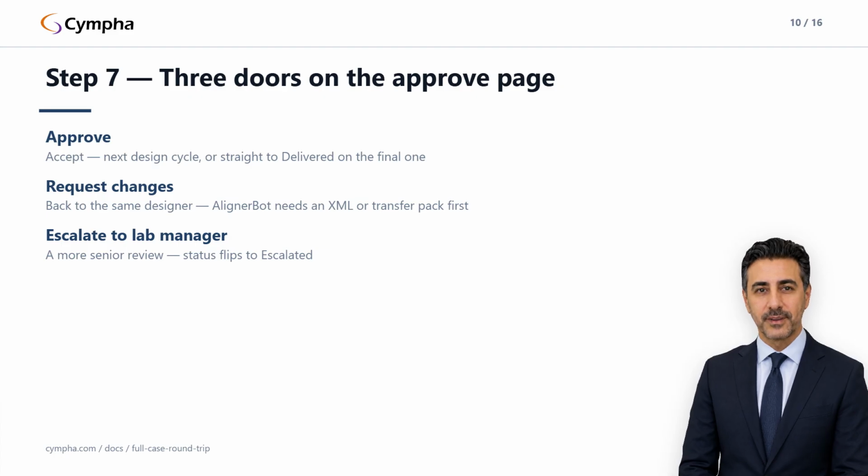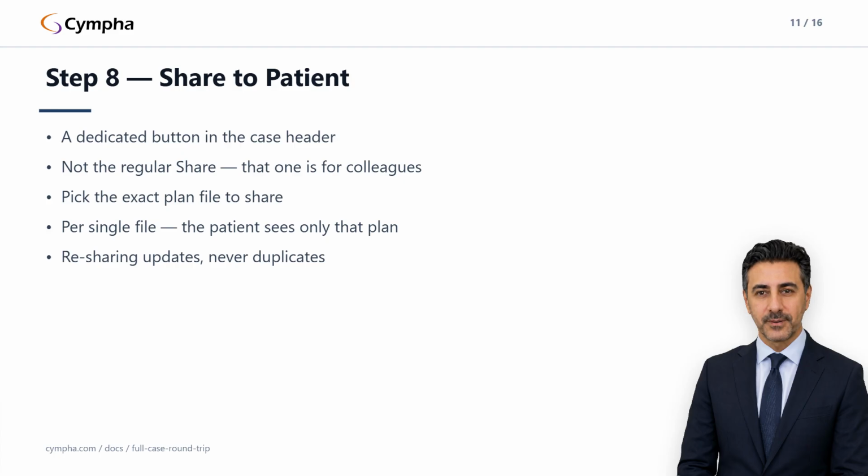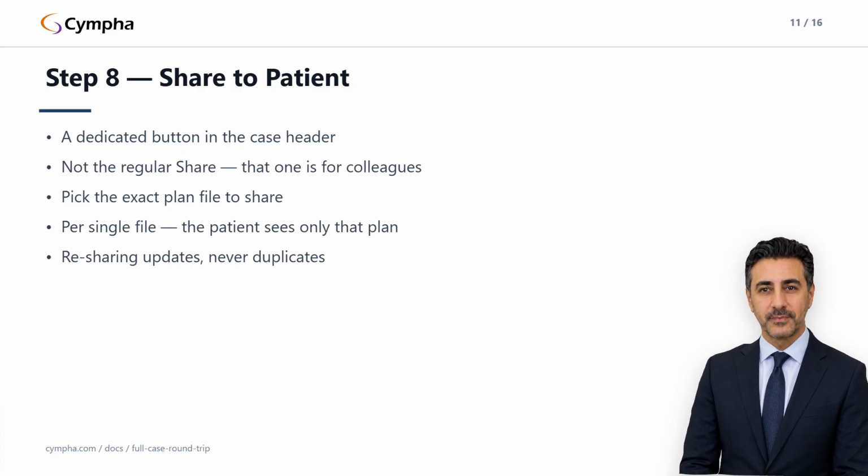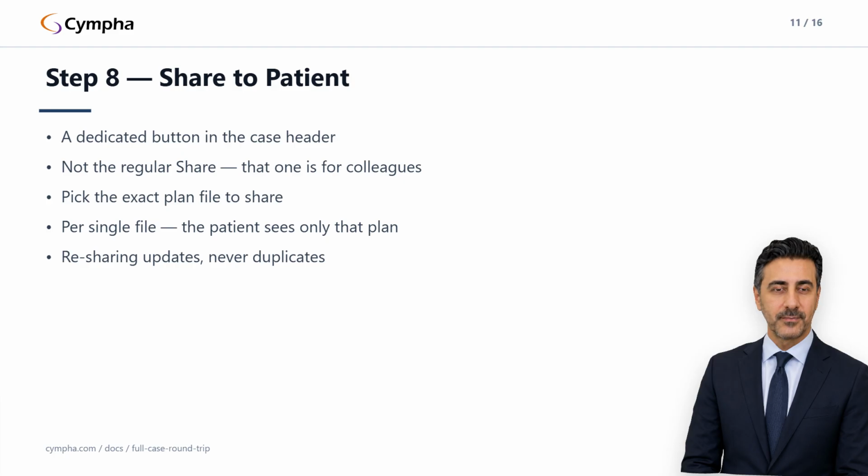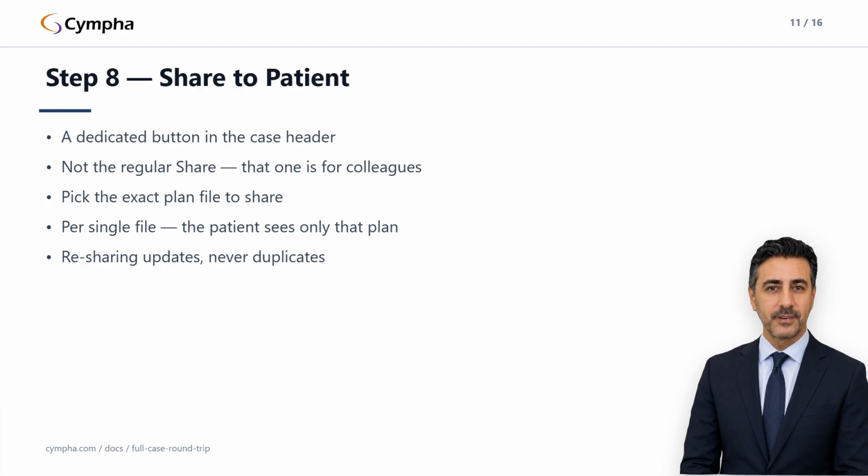Step 8, the final deliverable is approved, the case has its production plan file, and it's time to bring in the patient. On the case detail page, the clinician finds share to patient in the header. Now, pay attention to this, because it's the most common misclick in the whole round trip. Share to patient sits right next to the regular share button, and the regular share button is for colleague shares, not patient shares. They are 2 different things and they go to 2 different places.